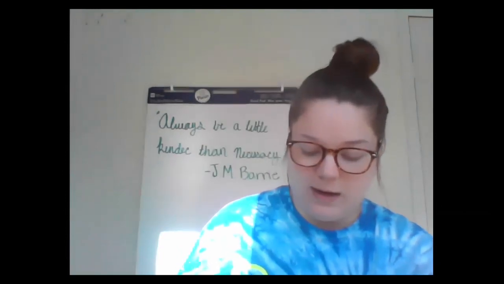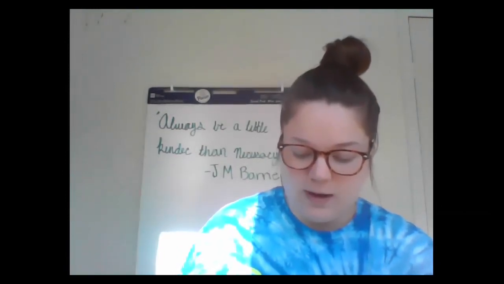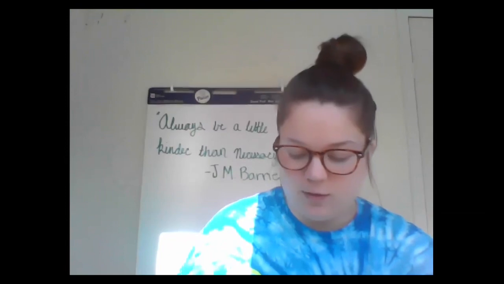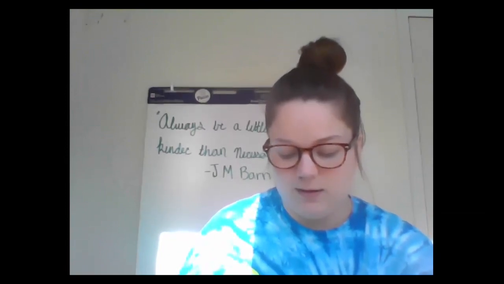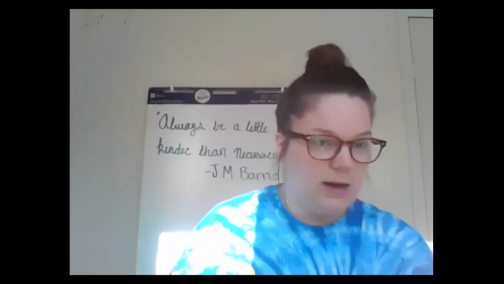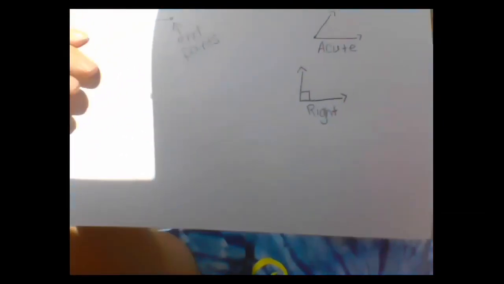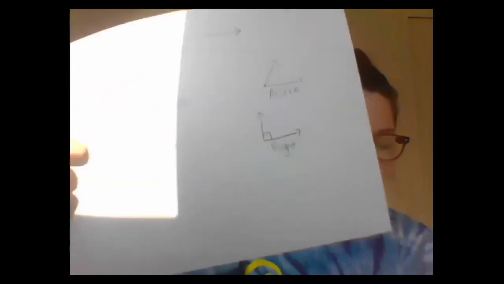Then we have a right angle. A right angle forms a perfect corner. It is exactly 90 degrees. Not 91, not 89. A right angle is exactly 90 degrees.